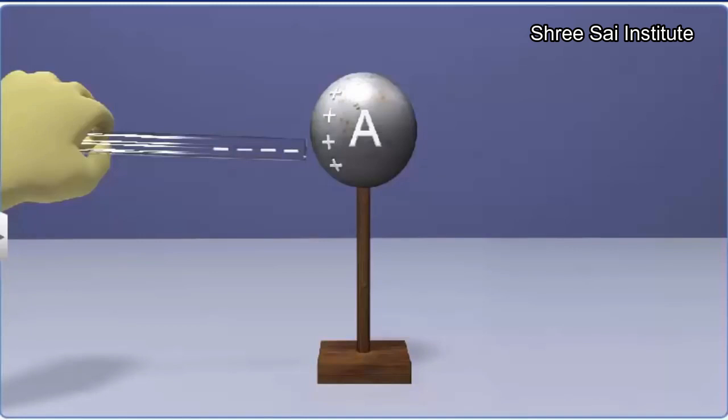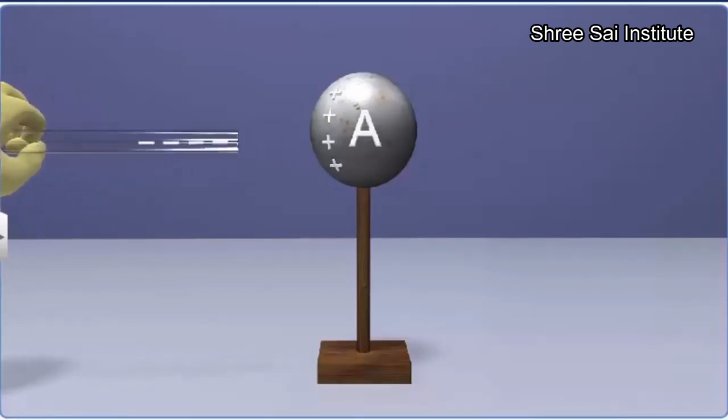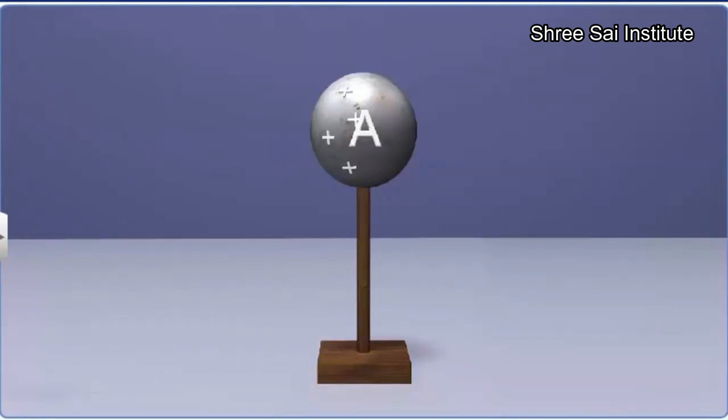Now, if we take away the rod from the sphere, the positive charge on the metal sphere distributes uniformly across the sphere. In this way, we can retain the charge on the metal sphere.